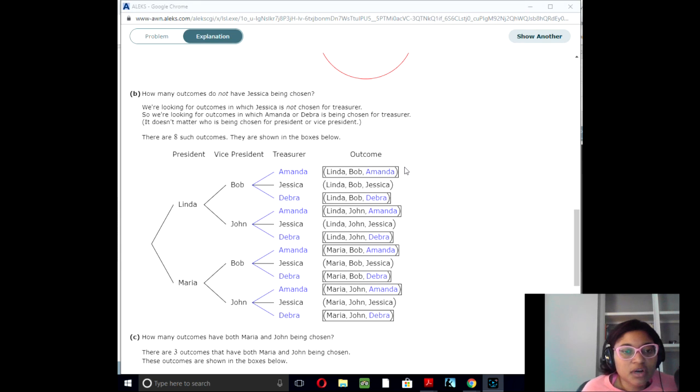being the treasurer. Okay, so here we can just go through here. So we'll automatically take Jessica off this one because we see her name and we're looking for all of the options that do not include her. So we'll check her off here, again here with here again, and there. So then we just add up these possible outcomes, and that should leave us with 8. 1, 2, 3, 4, 5, 6, 7, 8.